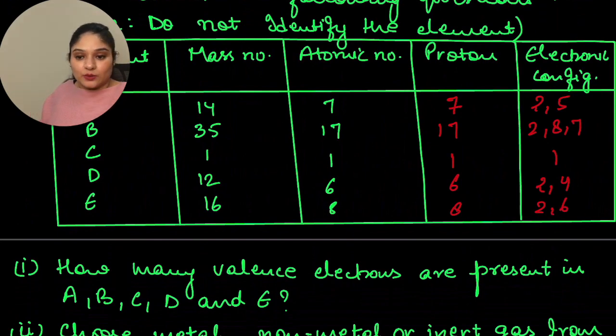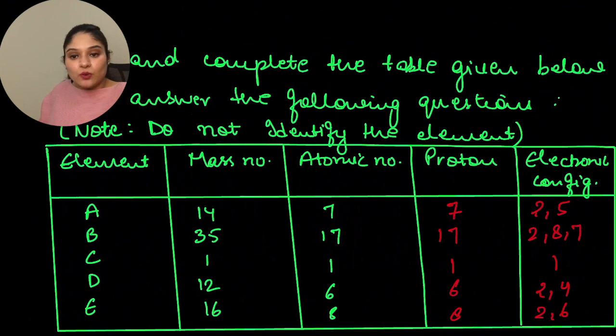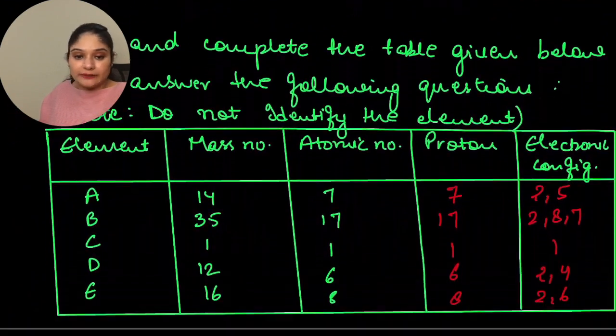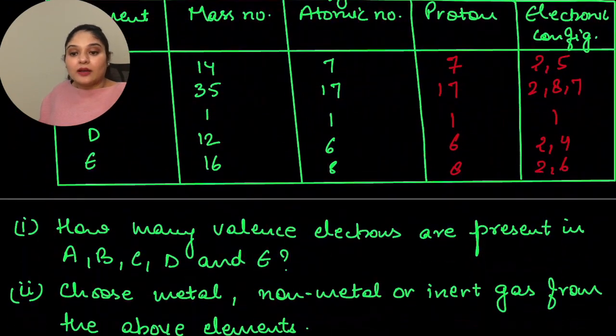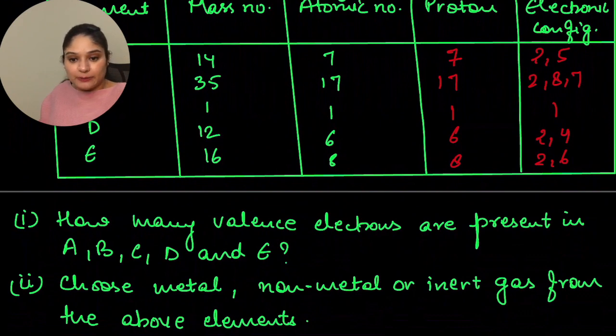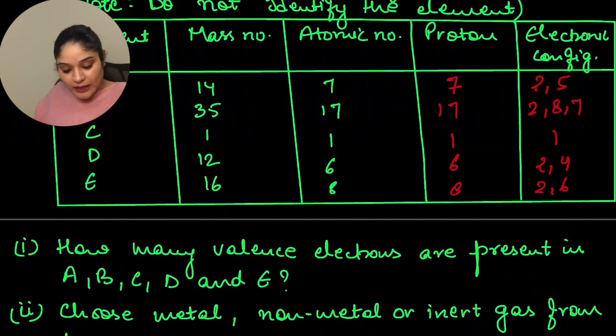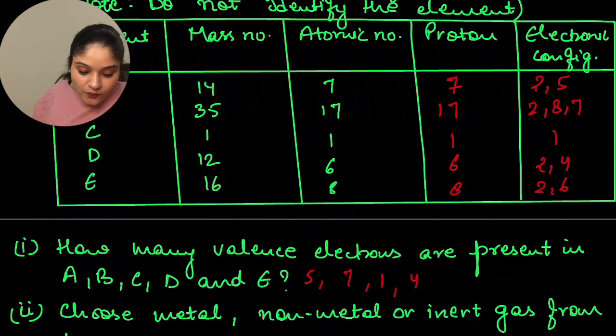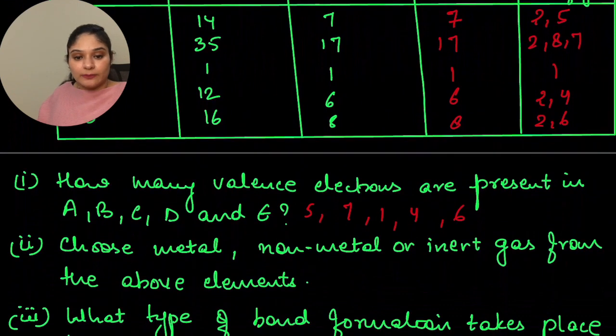Now let's answer the questions. So the first question was copy and complete the table. So that's done. Then how many valence electrons are present in A, B, C, D, E? Valence electrons. So that would be 5, 7, 1, 4 and 6. Correct? Then choose metals, non-metals or inert gases.